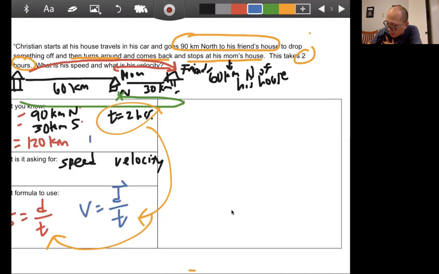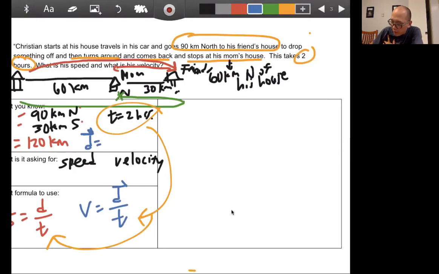Okay, now let's look at it as displacement though. Oops, that's a terrible arrow. Okay, displacement. So Christian started at his house, went 90 kilometers north. He comes back 30 kilometers south, okay?